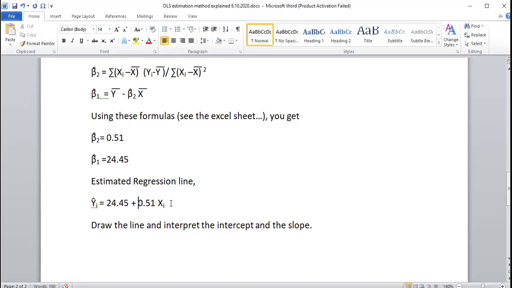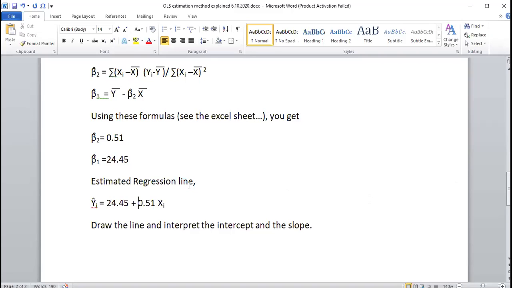Are you guys confused about intercept and slope of a straight line? No, Professor. I don't know. What have you learned from the calculus class? I don't know. Anyway, so this is how you interpret intercept and the slope.